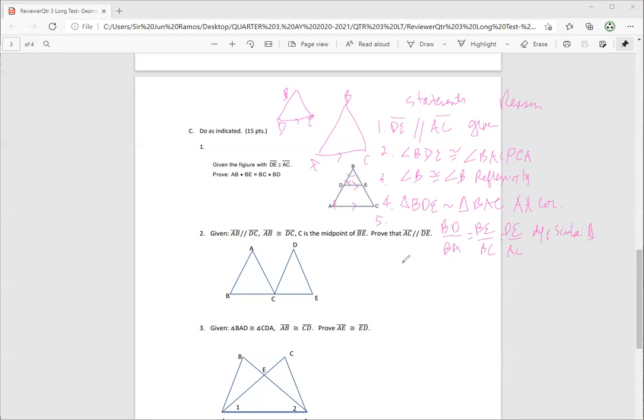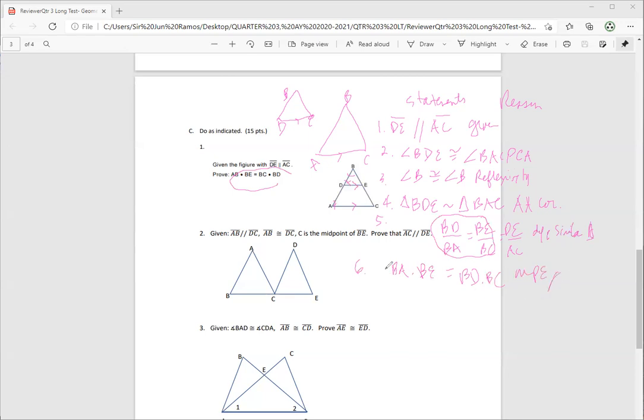Okay. Now, what do I need here? I need this cross product here that contains A, B, and BE. So, this pair here will contain that. And I can just apply MPE, and I will get what? BA times BE equals BD times BC. This is MPE.